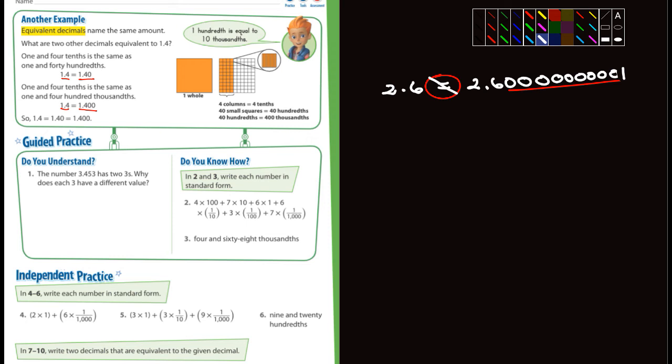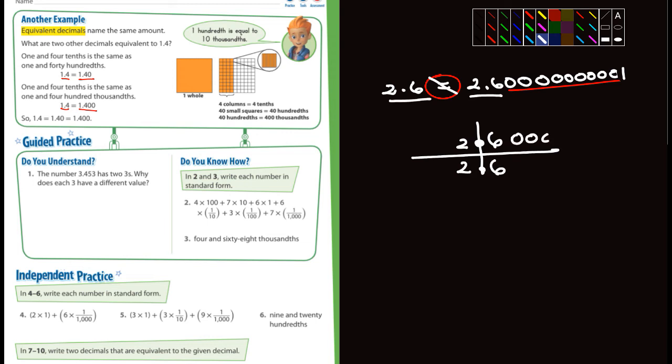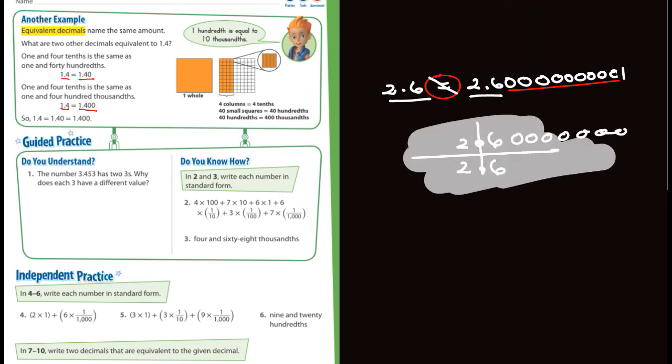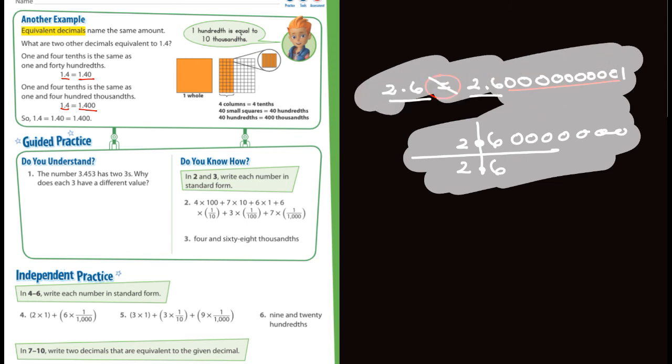Okay? And if we were to put it on a place value chart, here's my place value chart. Here's 2.6, and here's the decimal. Well, here's this one, and here's this one, 2.6. See, it doesn't change the value if I add all these zeros. It doesn't matter. Okay? All right. So, let me erase this really quick here.